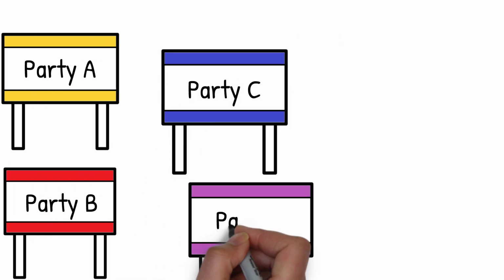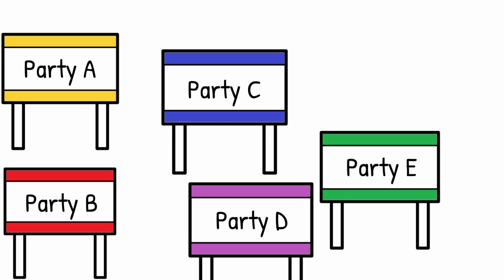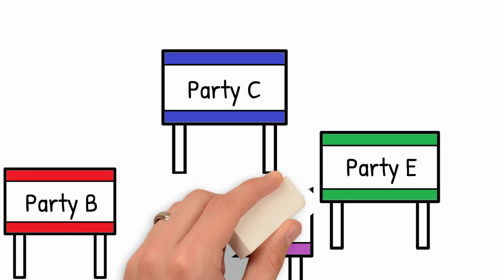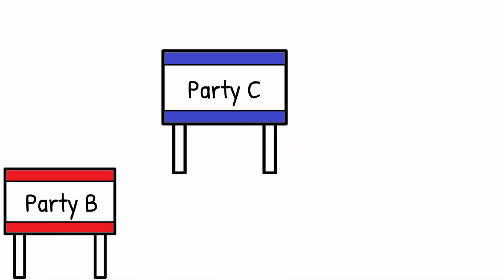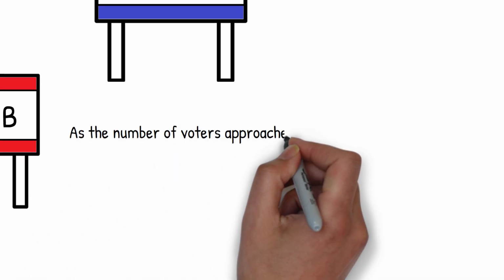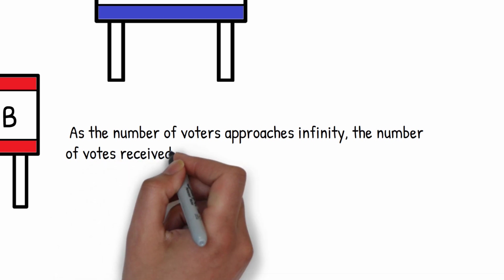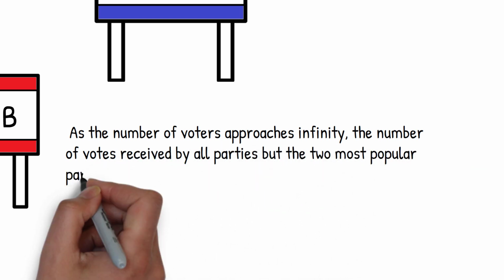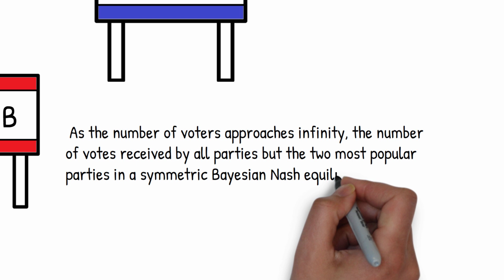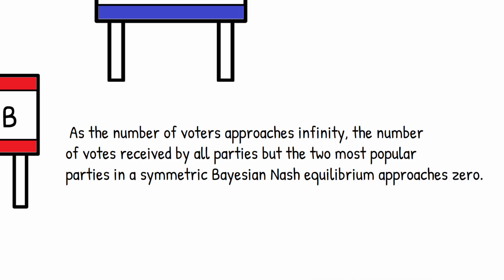It turns out that mathematically, even if you start out with more than three parties, a similar argument can be made so that only two parties will amass a significant number of votes. In other words, to use very technical economics speak, as the number of voters approaches infinity, the number of votes received by all parties but the two most popular parties in a symmetric Bayesian-Nash equilibrium approaches zero. See if you can remember that sentence so you can impress your friends at the next party.